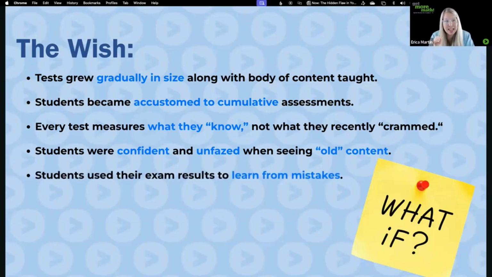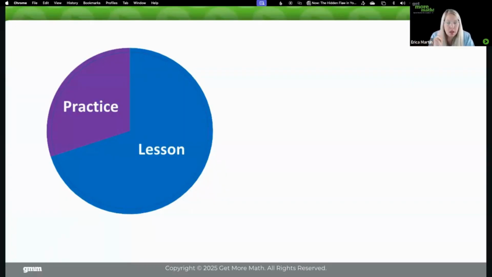What if your students could take the results of their exams and instead of just putting the grade in the grade book, they actually had an opportunity to learn from their mistakes? Well, I'm going to tell you that Get More Math did every one of those things for me in my classroom. But it all went back to this very first day.